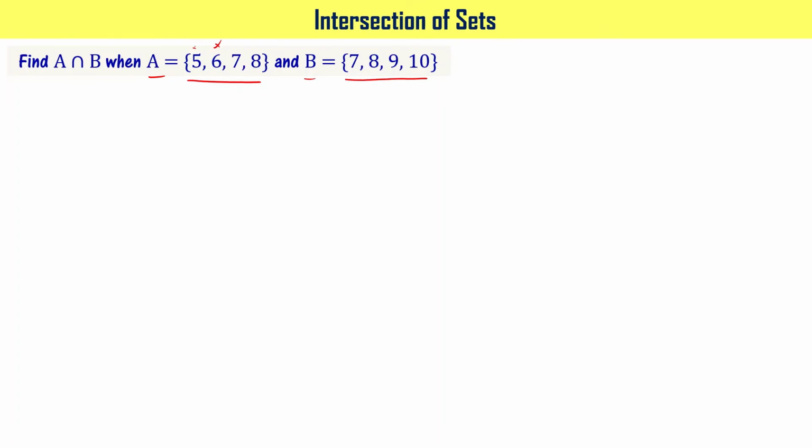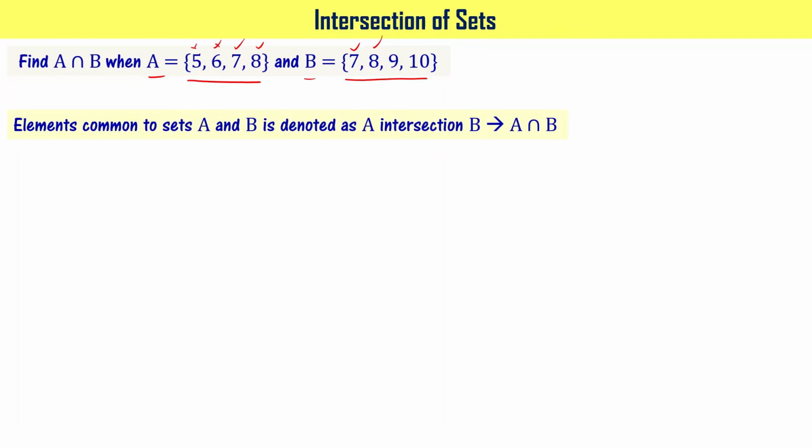What about 7? 7 is here, 7 is here. 8 is here, 8 is here. It means 7 and 8 are common to both the sets. That's why 7 and 8 are going to be elements of A intersection B, right? Let's show that.